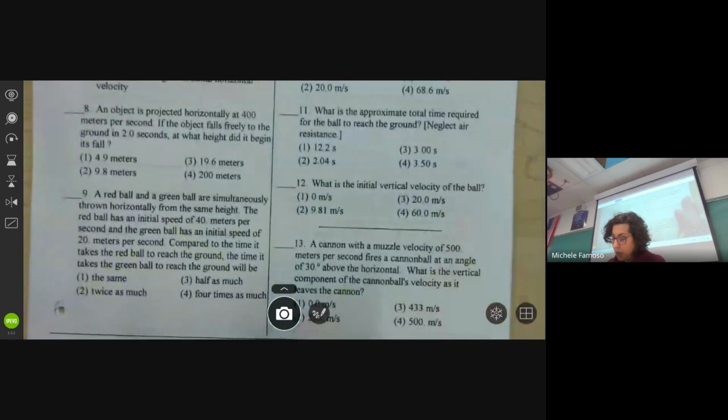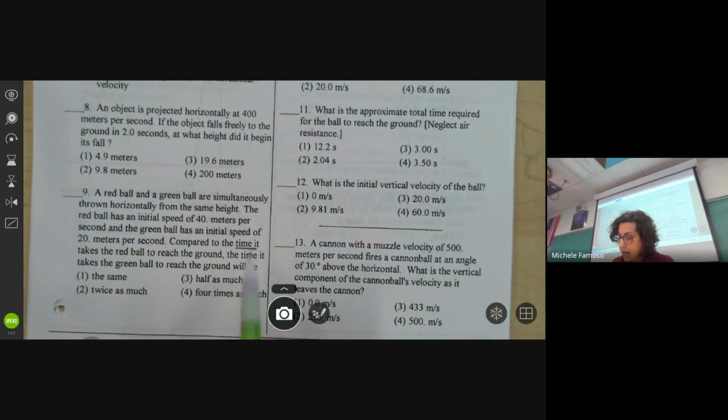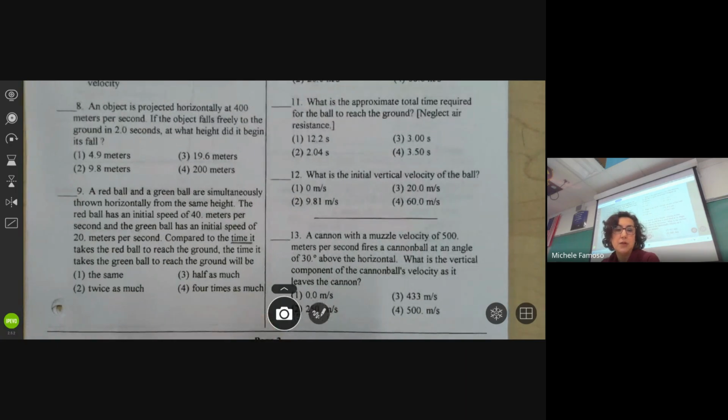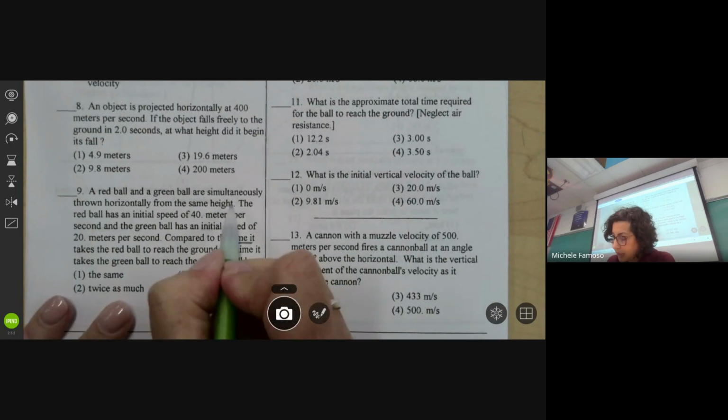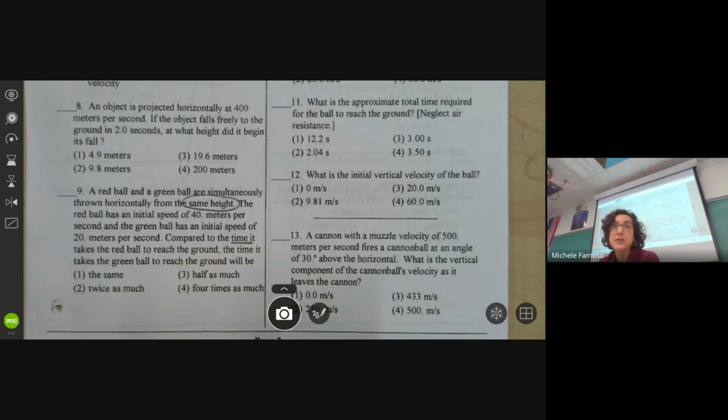Number 9. All right, I want you to compare the times it takes these balls to get to the ground. Notice it says they both start from the same height. That's all I need to know. Doesn't matter how fast I'm throwing them outward, they will fall to the ground together, which means since they are falling the same vertical distance, they get to the ground in the same time. They have the same height, so they get to the ground in the same time.